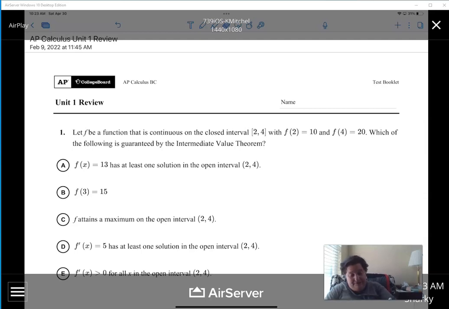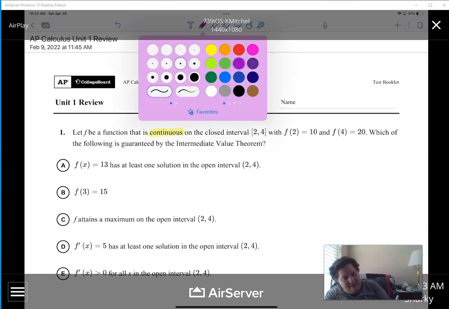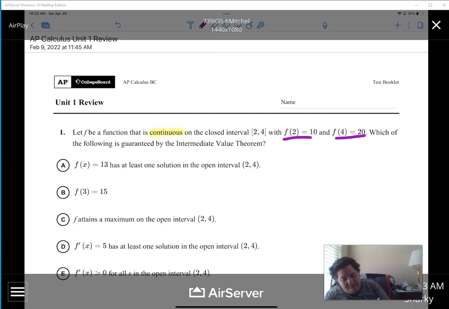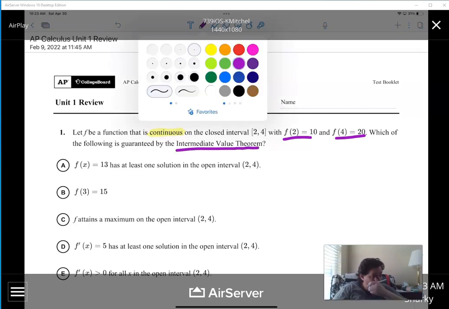Let f be a function that's continuous on the closed interval. This is important. The fact that it's continuous is usually what we need for almost all of these theorems, okay? f of 2 is 10. f of 4 is 20. Which of the following is guaranteed by the intermediate value theorem? Let's think about this one, okay? This is on your flashcards, guys.